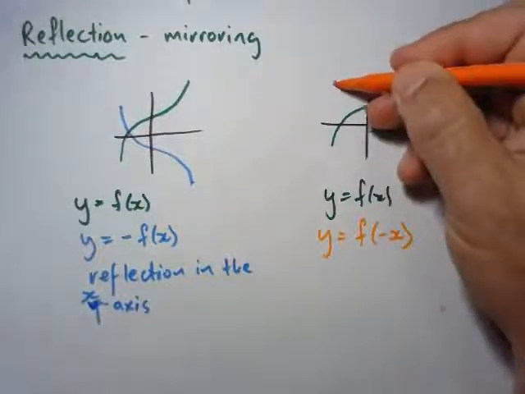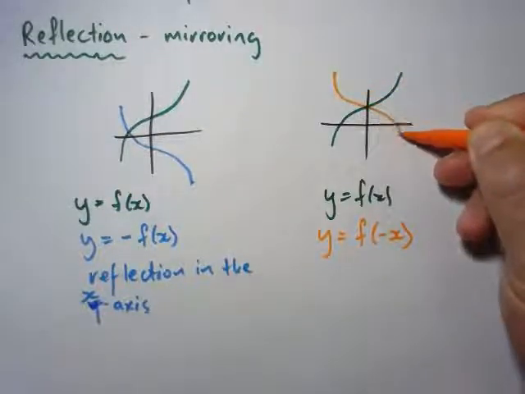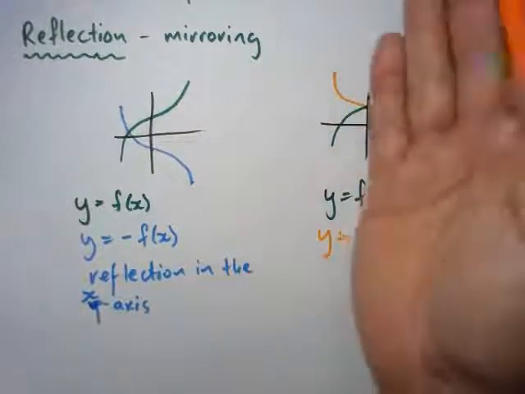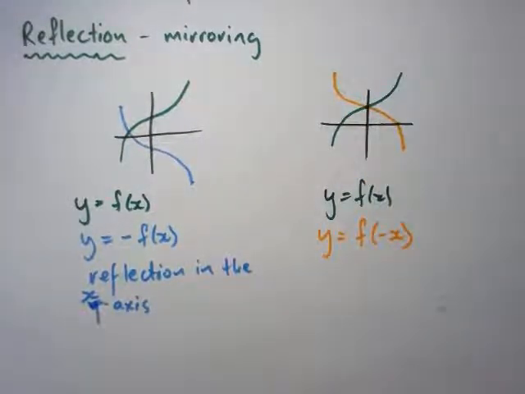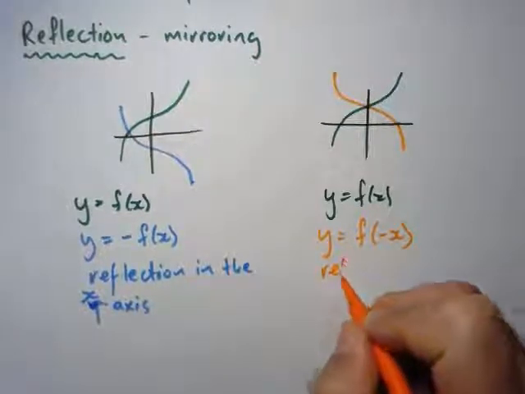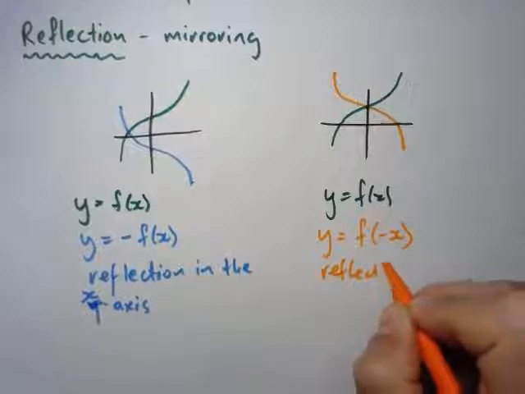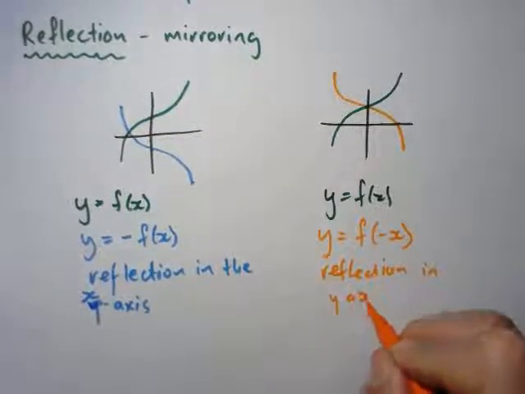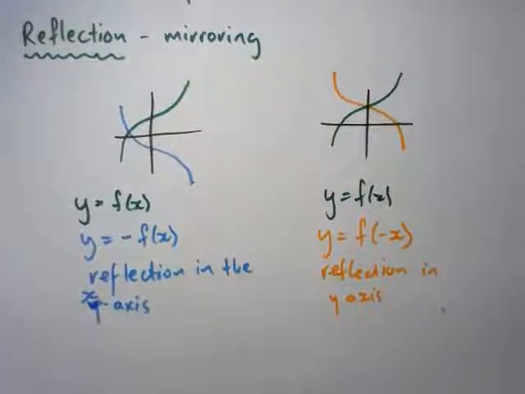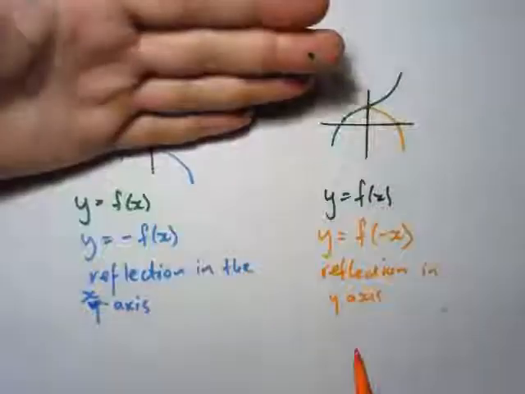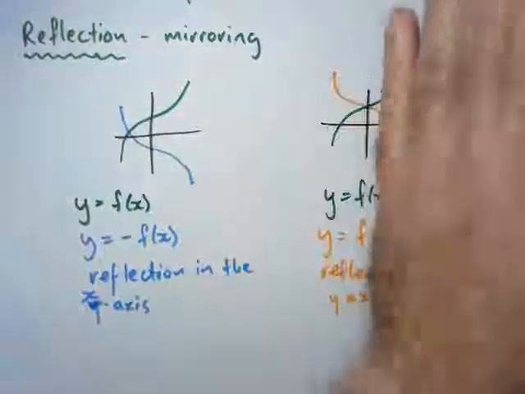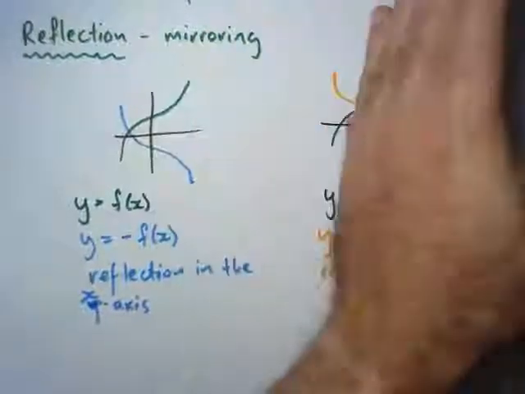So my graph will look like that, and the reflection then is in the y-axis. If I put a mirror there, it is reflected in the y-axis. So that's reflection in the y-axis. Reflection in the y-axis looks like that.